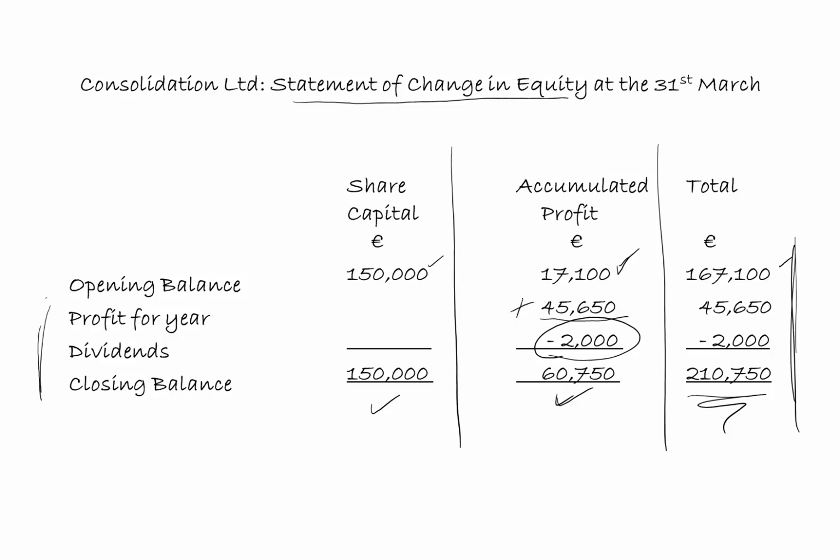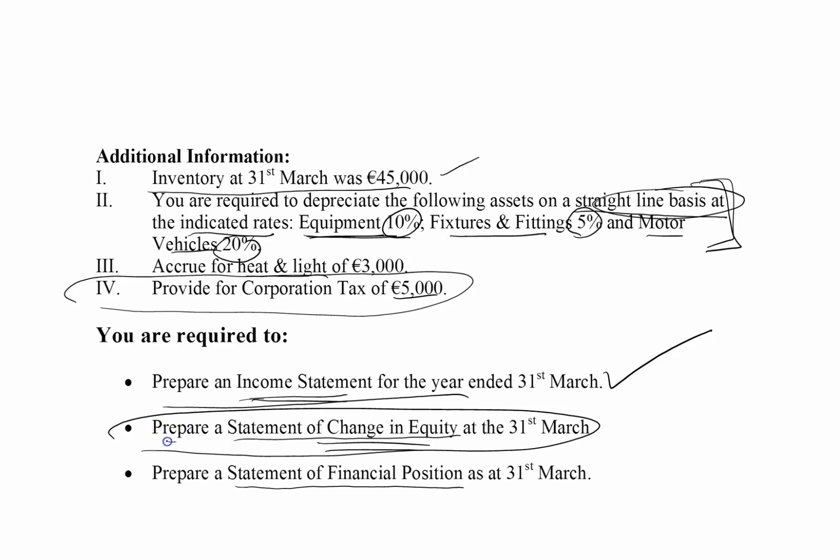Now just going back to the requirements, we see we have now completed the statement of change in equity, so it's a statement of financial position. The statement of financial position, which used to be called the balance sheet, is simply a listing. It's the assets, the capital and the liabilities. So we're going to start off with the assets, and we're going to have the non-current assets and the current assets. So if we go and have a look at that.